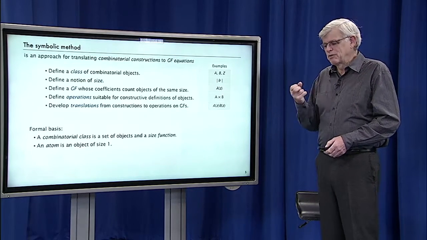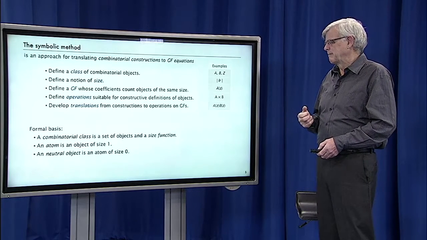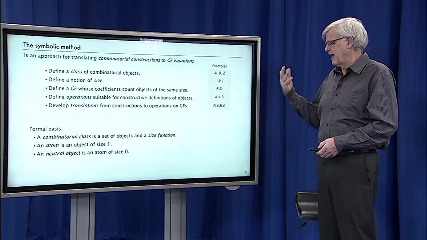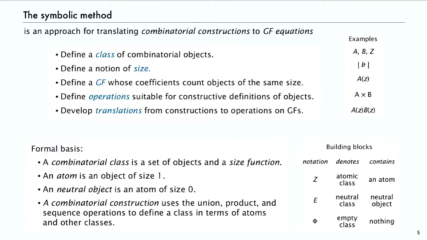Now we have to have something to begin with, and we call those atoms. Those are objects of size 1. We also, for convenience, have an atom of size 0, which is a neutral object, and that's useful for describing, you'll see, that's useful for recursive definitions. So a combinatorial construction uses the union, product, and sequence operations that I'll talk about in a minute to define a class in terms of atoms and other classes.